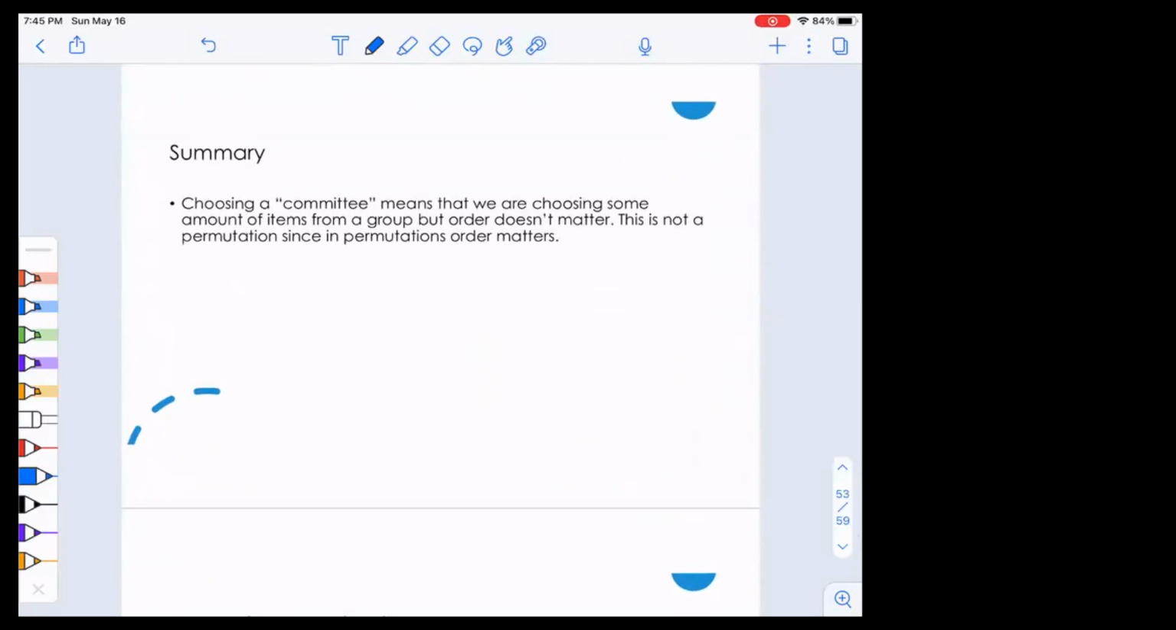So the summary of this whole unit is that choosing a committee means that we're choosing some amount of items from a group, but order doesn't matter. So basically it's permutations, but without order, and you can just use the formula for all of these.